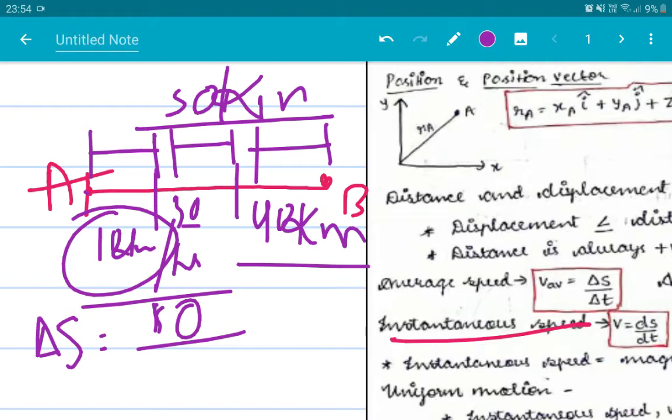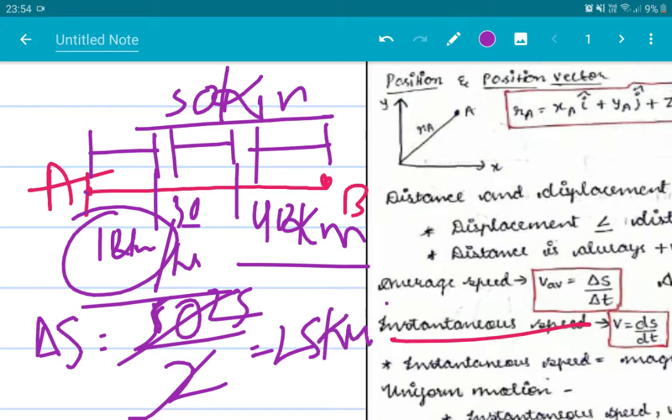So the total time will definitely be 2 hours we took. So 50 by 2 gives 25. So 25 kilometers per hour is the average speed. Like from 10, 30, 40, these all get averaged. If it traveled at 25 kilometers per hour, it will reach in 2 hours, right? But this is not the case.